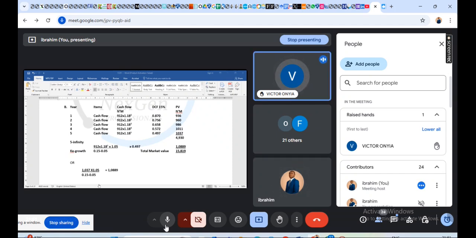I'm asking if you apply the same perpetuity factor to the regular cash flow to infinity or to perpetuity, which is the cash flow at this time, which we calculated as 1,037, or at this point where we have 912 times 1.1 raised to 8, whichever is the cash flow, and we divide by the cost of capital, are we going to get the same value?